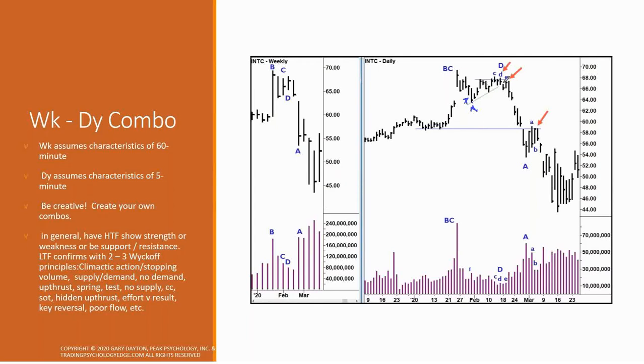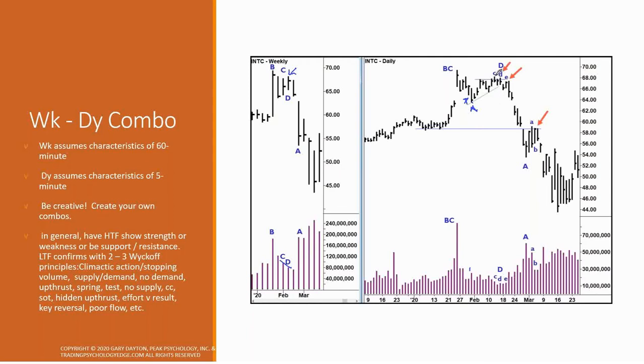Then look at what happens here. We rally up to hourly D, which is this bar here. Notice the volume is dropping off as we try to move up from C to D. We get less and less volume. You see that in here as well on the hourly, and on the daily volume action as well.